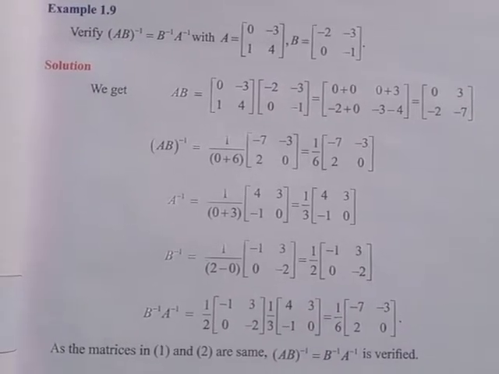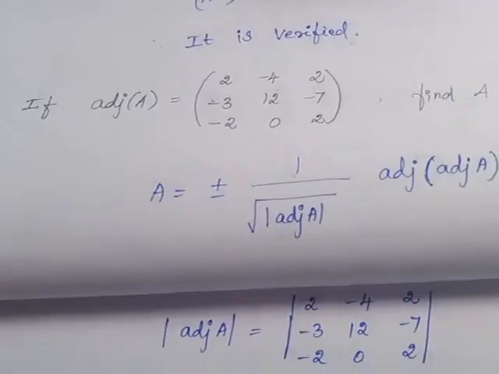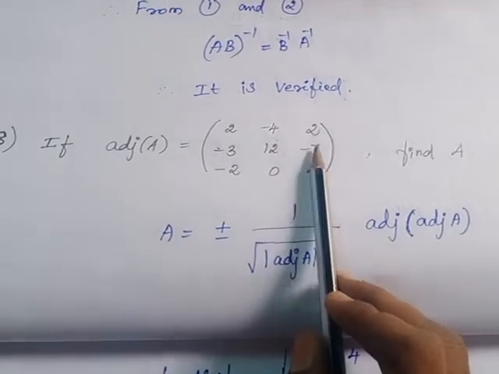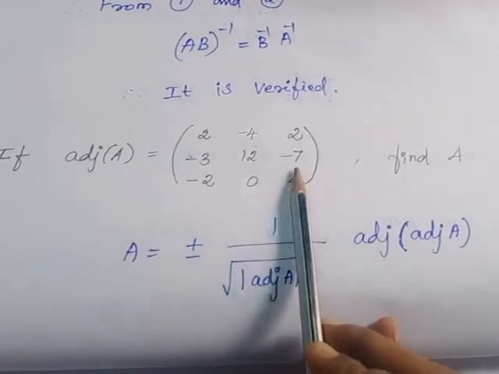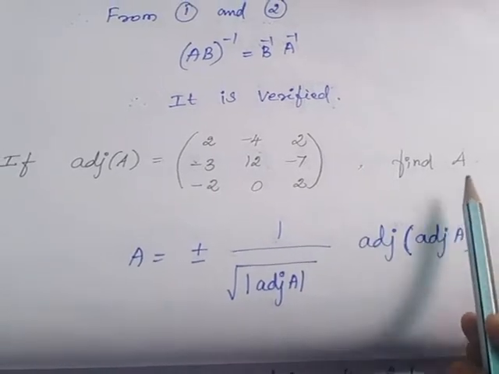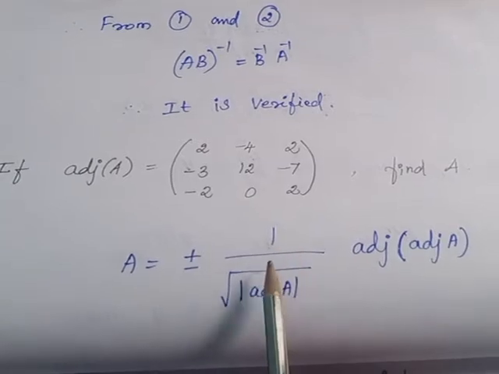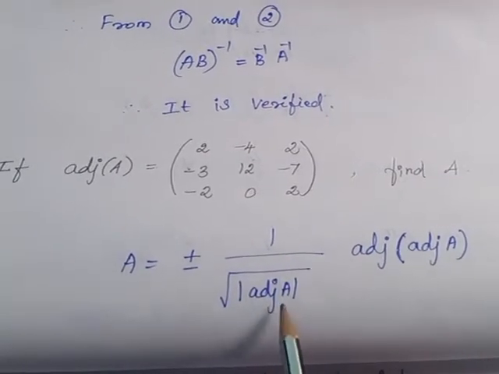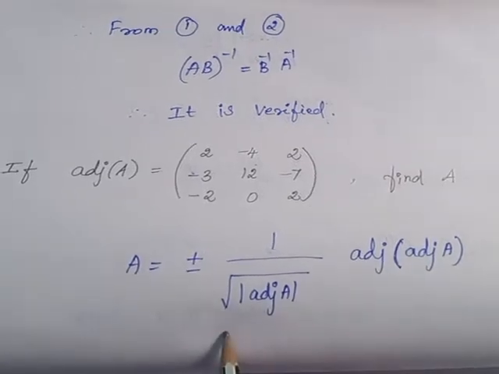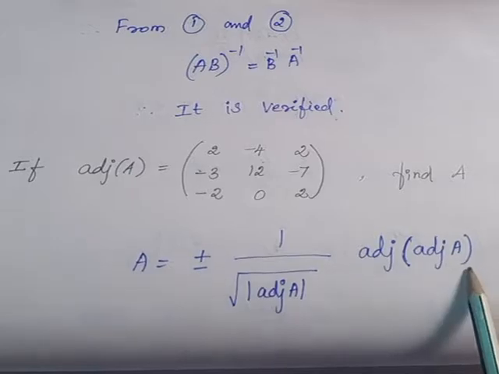Next, I want to teach exercise 1.1, 8th problem. That is, if adjoint A equal to [2, -4, 2; -3, 12, -7; -2, 0, 2], then find A. We know the formula: A equal to plus or minus 1 divided by root of determinant of adjoint A into adjoint of adjoint A. So in this formula we need the values of determinant of adjoint A and adjoint of adjoint A.